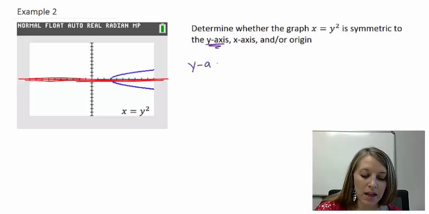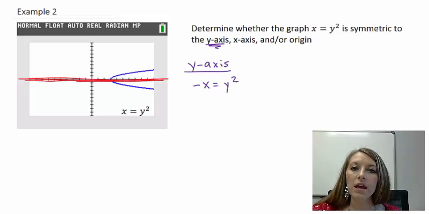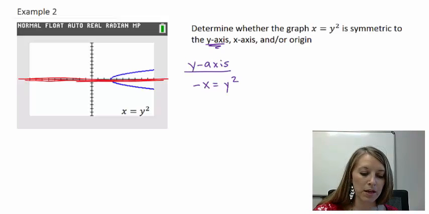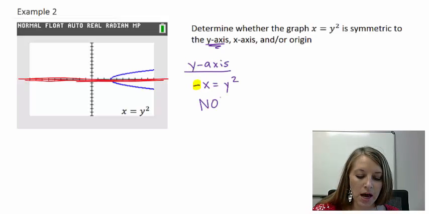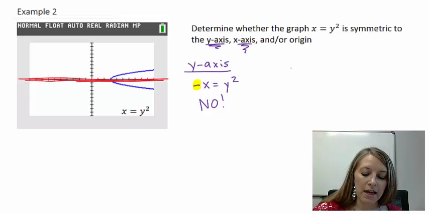I'm going to start with my first one here. To confirm that it is not symmetric to my y-axis, I plug in negative x into my equation. So negative x is equal to y squared. If I can do anything to simplify, I would, but I can't. I cannot do anything with that negative, so that means I have altered my equation because I had a negative there. So that means no, it's not symmetric to my y-axis, which we knew by looking at the picture. Let's move on to the x-axis.